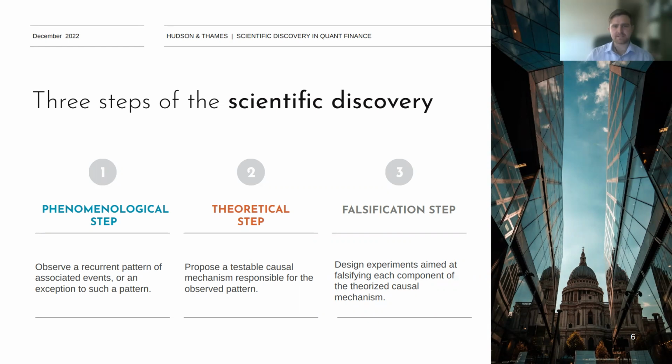And then the next step is the theoretical step, where you propose a testable causal mechanism responsible for the observed pattern. Here you come up with a good theory. We're going to go into the details of each step now. This is just to give you an overview of the whole process, and then we'll look into the specifics. And then the last step is the falsification step, right?